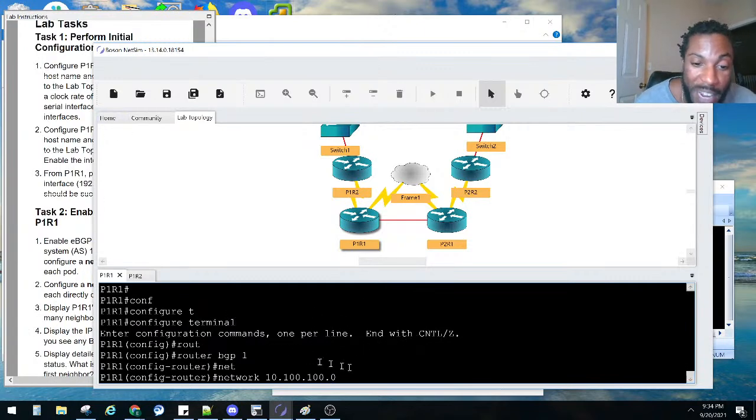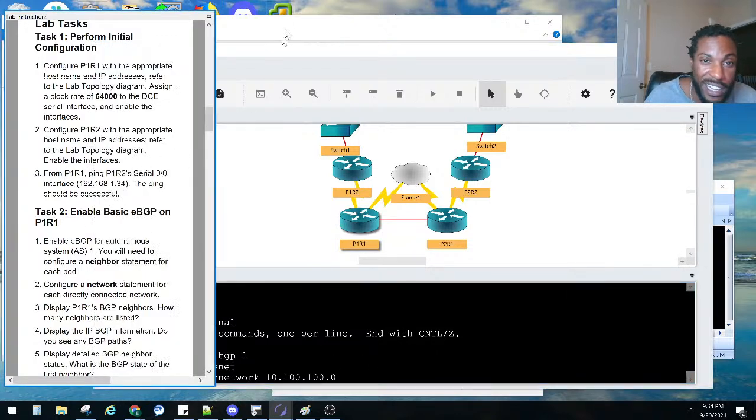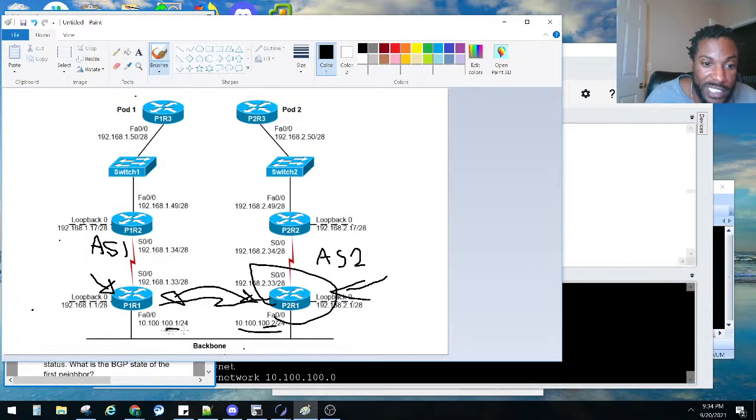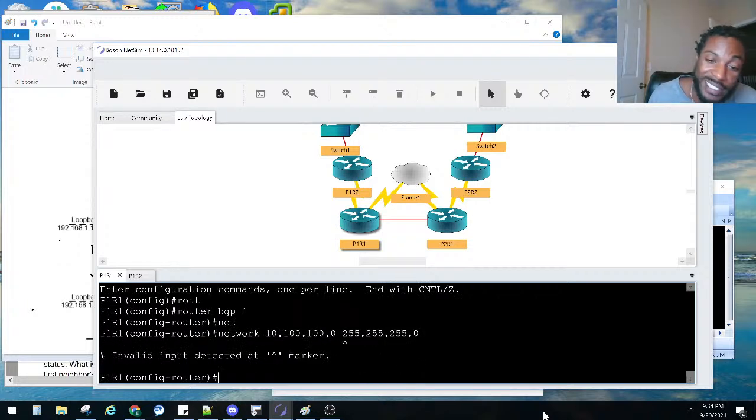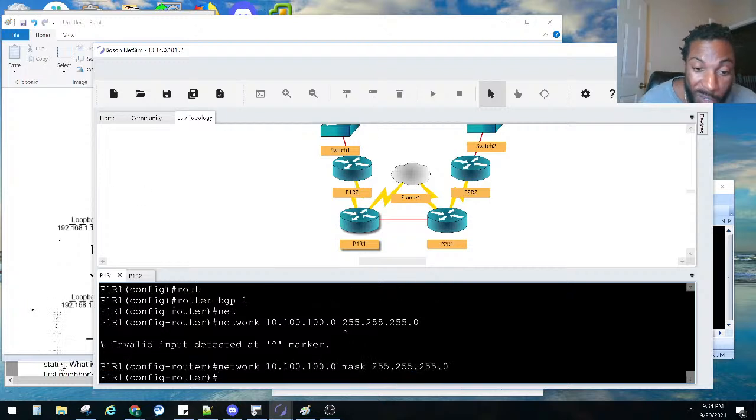Network, and then the one thing I found myself doing is putting the subnet mask right after that, right? We said the subnet mask is /24, right? So 255.255.255.0. Press enter, and it's going to say, what the hell? You're missing something here. No, yeah. So with BGP, you have to put the mask keyword there. I was doing that a lot back in the day. So you have to make sure you put the mask keyword and then the subnet mask, unlike EIGRP and OSPF.